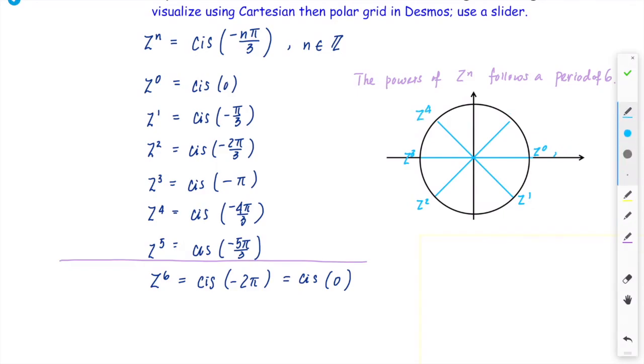4 is here. 5, and then we return to z to the power of 6. So automatically we know that z to the power of 7 would just be the same as z to the power of 1, and so on.